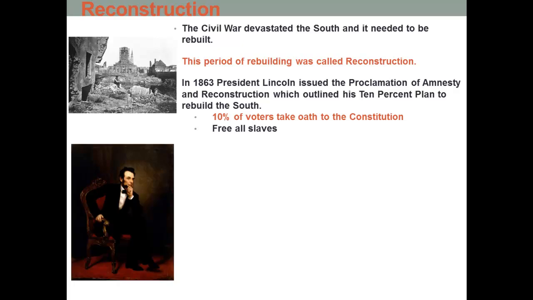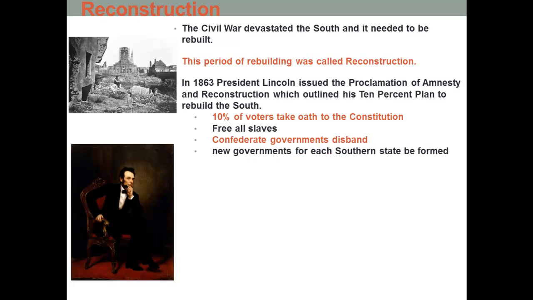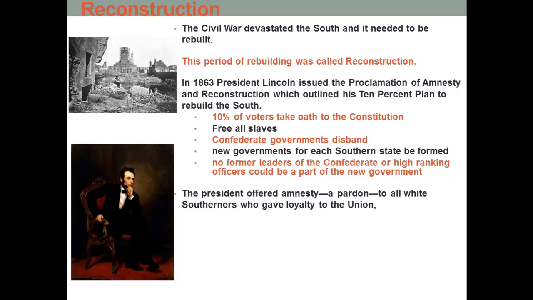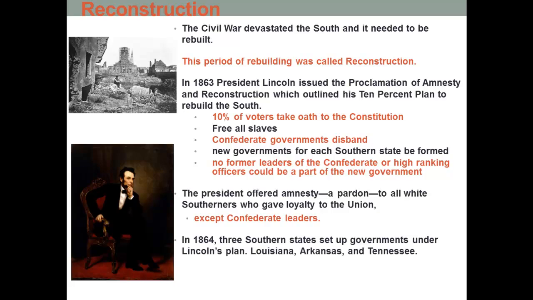They had to free all slaves, the Confederate government had to be disbanded or removed, and new governments for each Southern state had to be formed, and no former leaders or high-ranking officers from the Confederacy could be part of that new government. Lincoln then offered amnesty or a pardon to all white Southerners who gave loyalty to the Union, except Confederate military and government leaders. In 1864, 3 Southern states set up governments under Lincoln's plan: Louisiana, Arkansas, and Tennessee.